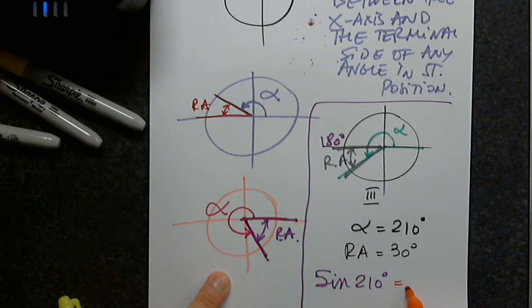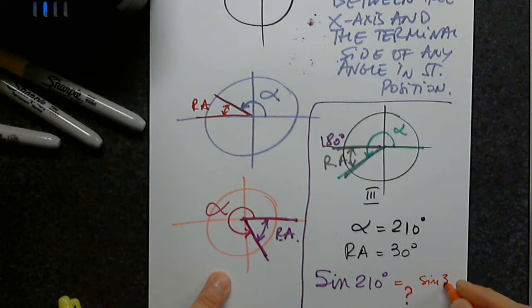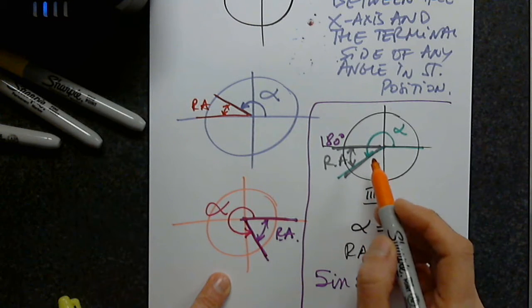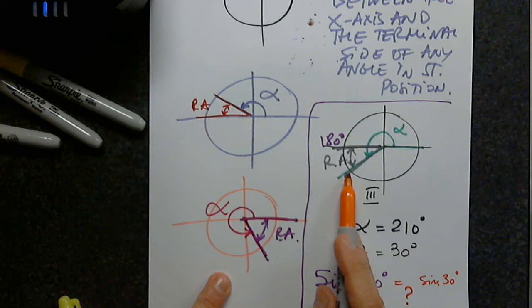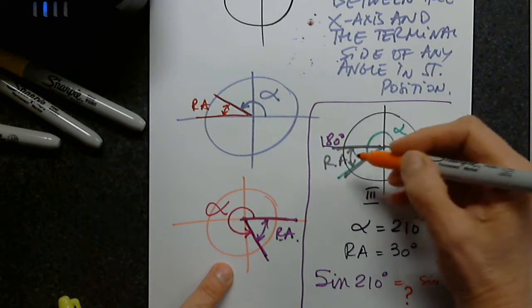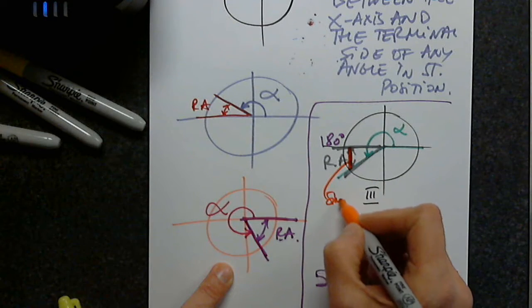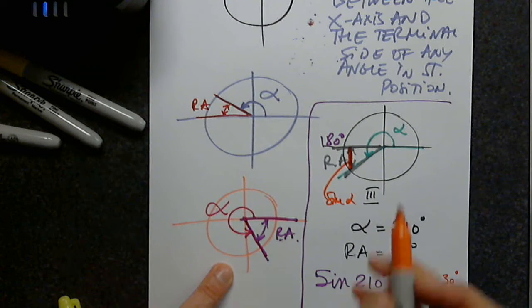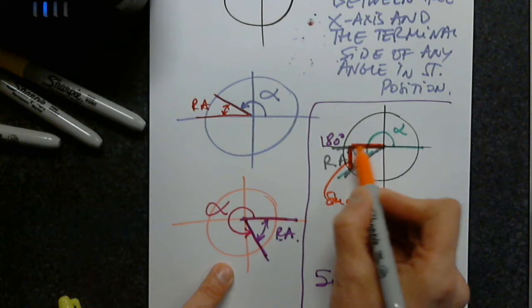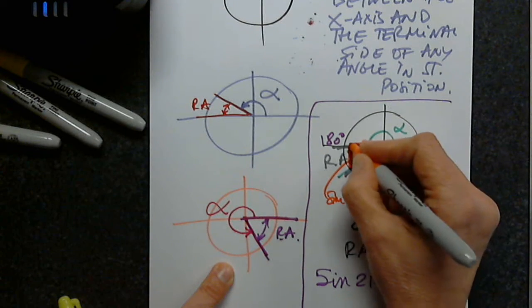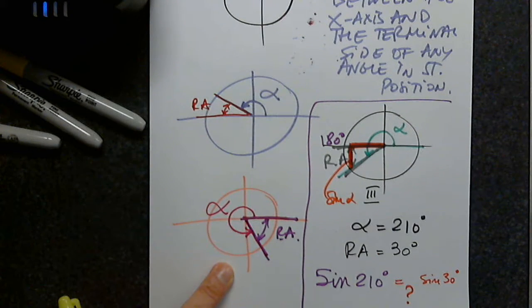So sine 210 degrees will equal, I'm going to put a question mark here because there is something I have to explain, sine 30 degrees. For this angle alpha, even if it has a terminal side in the third quadrant, this piece will be its sine, and this piece, from here till here, will be its cosine.